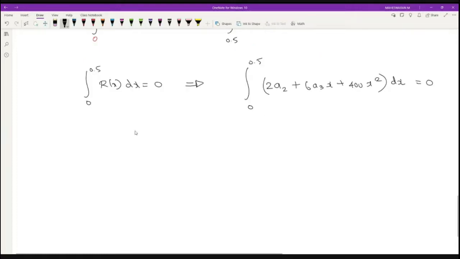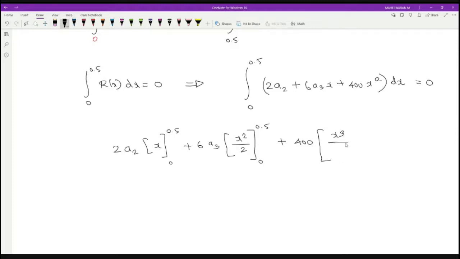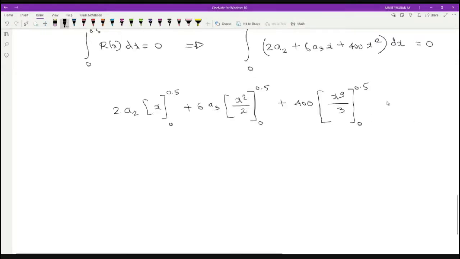Let me integrate. For a2, integrating the constant, x power 0, we get x, with the limit from 0 to 0.5. Plus 6a3, integrating x, we get x squared by 2, under the limit 0 to 0.5. Plus 400x squared; when I integrate, I get x cubed by 3, under the limit 0 to 0.5. So this is equal to 0.